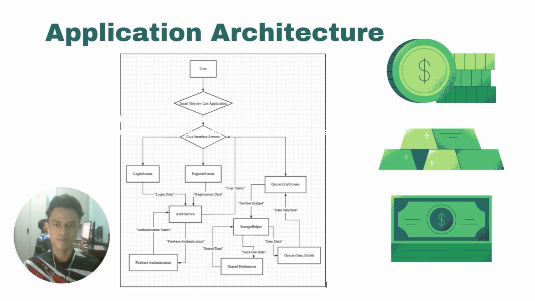The app starts from main dot dart, which initializes Firebase and checks the user login status. Depending on this, the user is either taken to the login screen or directed to the grocery list. After login or register, users can add, edit and track grocery items and set their budget. This data is stored locally through the storage helper, while auth service ensures secure user access. This architecture makes the app efficient, secure, and ready for future improvement.